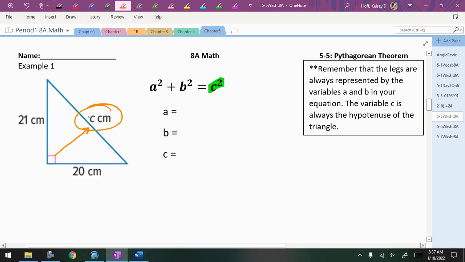What are we going to use for A? 21. What are we going to use for B? 20. And what are we going to use for C? Don't know. C, because we don't know it, right? So now, take A squared plus B squared equals C squared, and we have to fill this in. What'd you tell me A was? 21 squared plus, you don't need your calculator yet, what's B? 20 squared equals C squared.